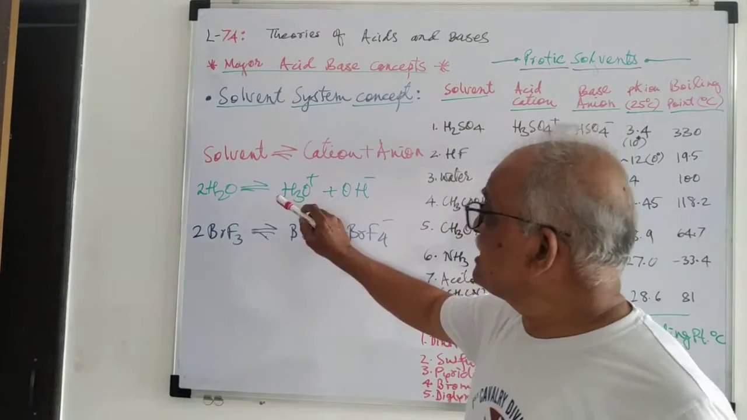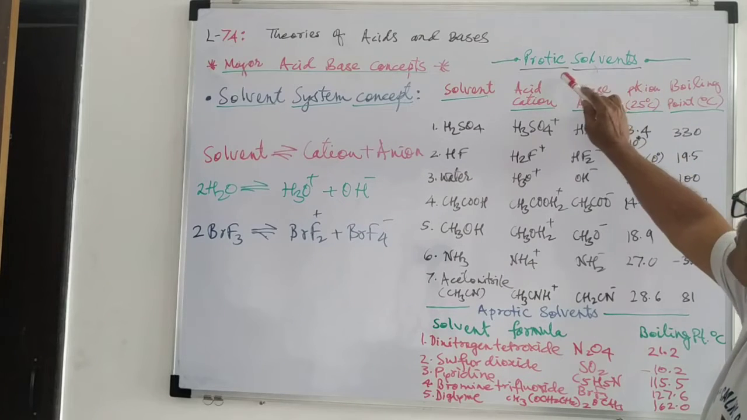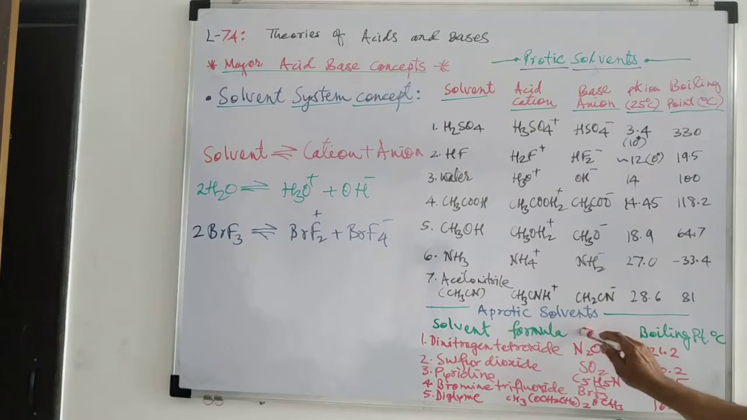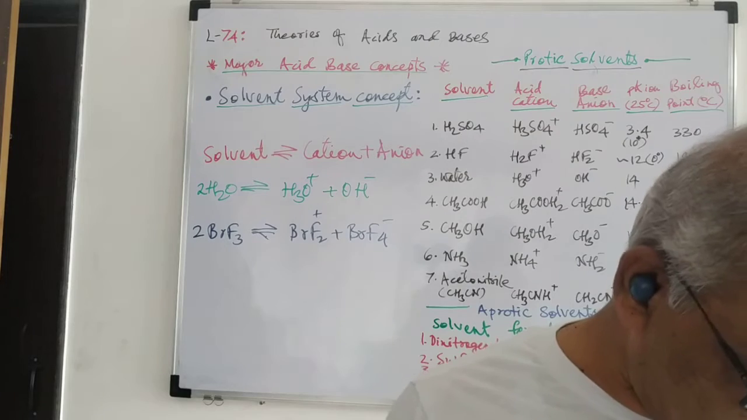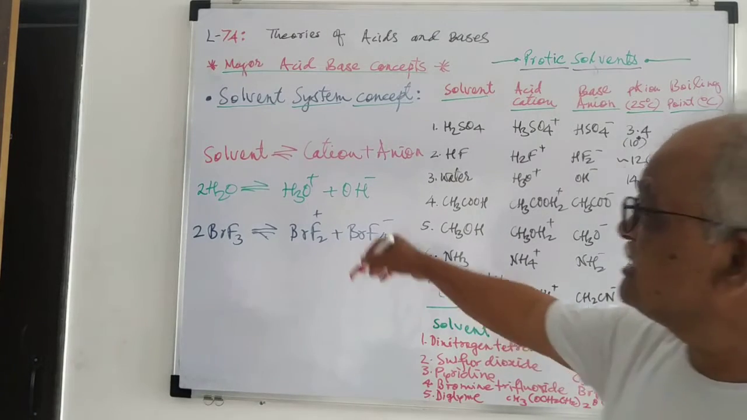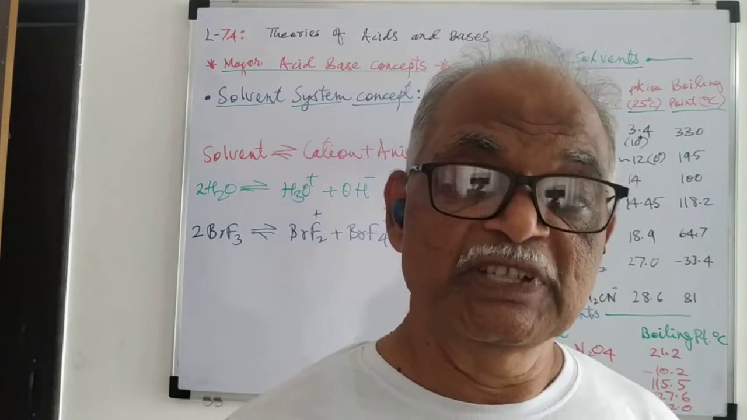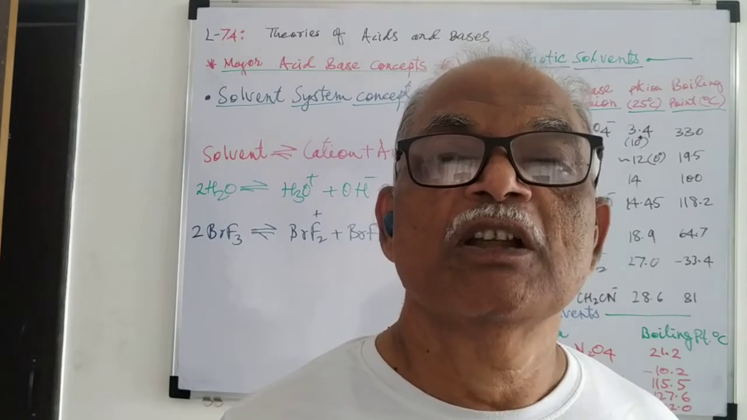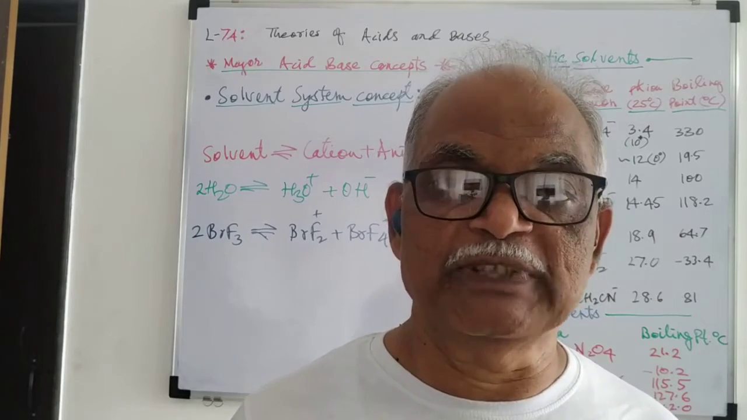One example is of a protic solvent, and another example is of an aprotic solvent. So we have given 2 examples of solvent systems. We can use solutes in these solvents in order to carry out certain reactions or observe the acid-base behavior of the solvent.